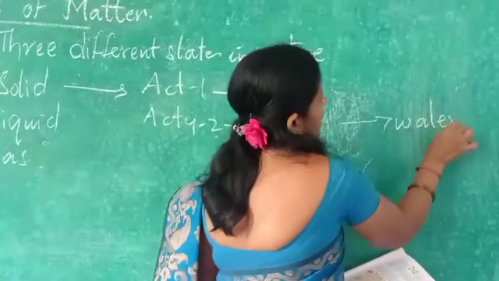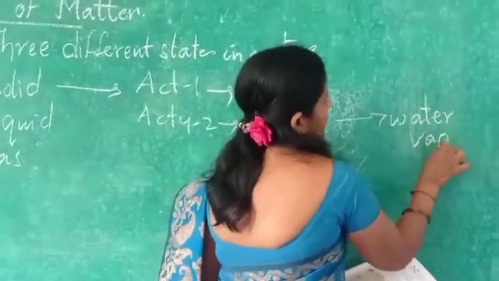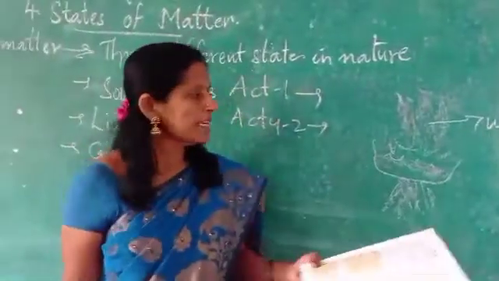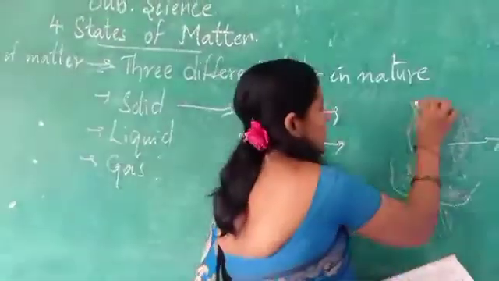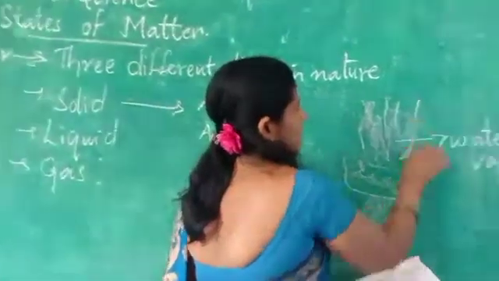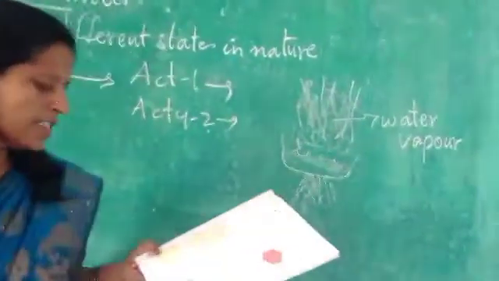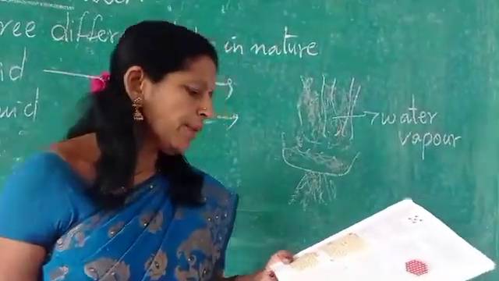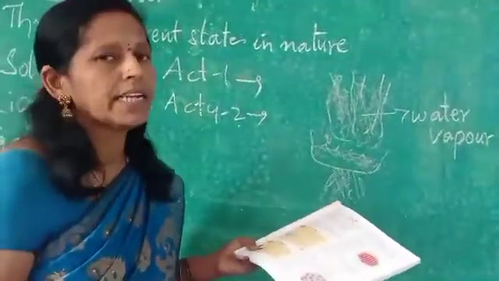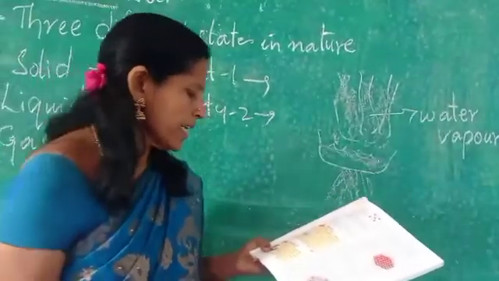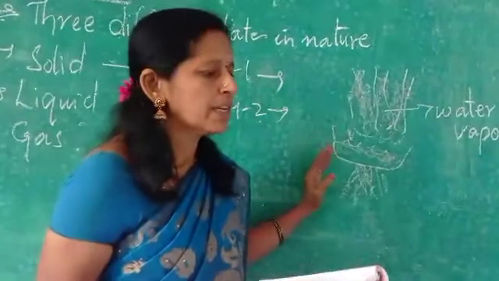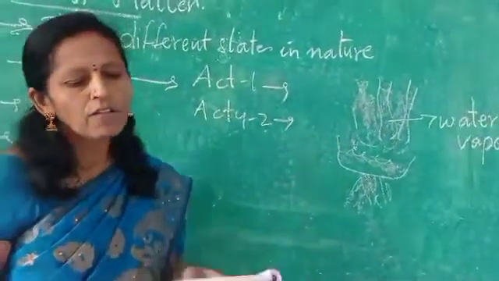These are the water vapor. Water vapor has no shape. Does it have any shape? It is going like this. No, it does not have any shape. So it cannot be held in an open container. So water vapor is the gaseous form of water.